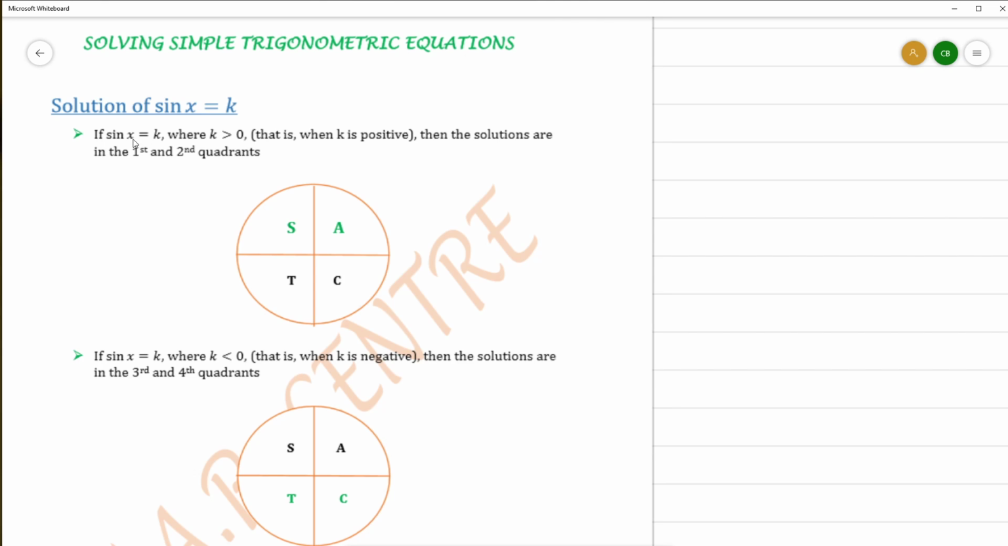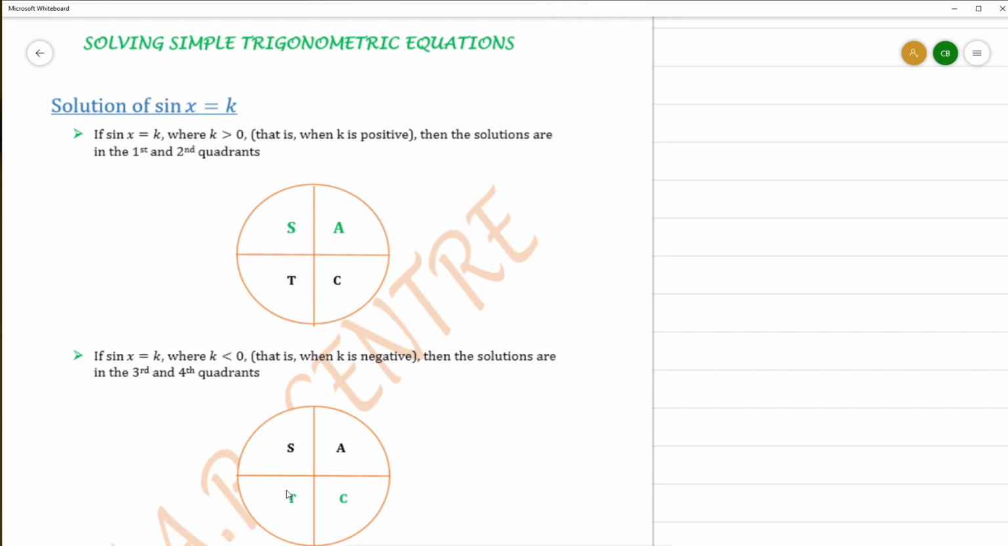Next, our second case is when k is negative. So if sine x equal k, where k is less than 0, then the solutions would be in the third and fourth quadrants. So we are looking to figure out which quadrants would give our negative values. So here we see that from before, if these two quadrants are where sine is positive, then the other two quadrants would be where sine is negative.